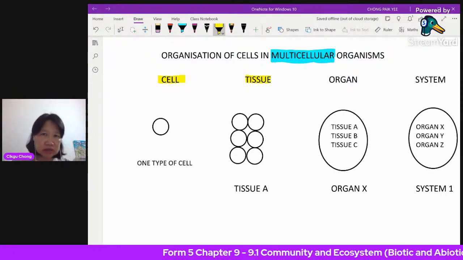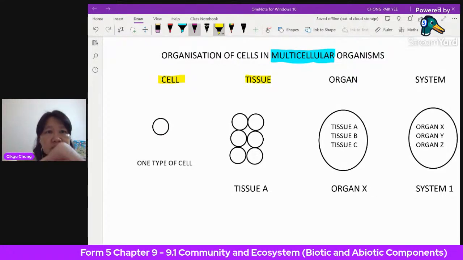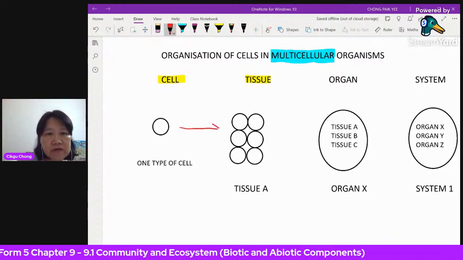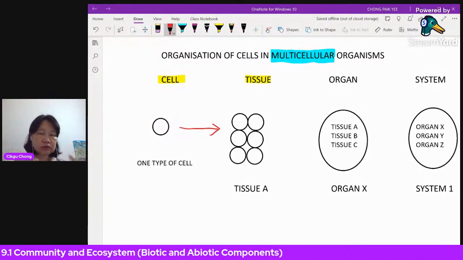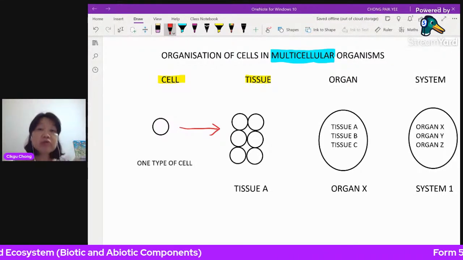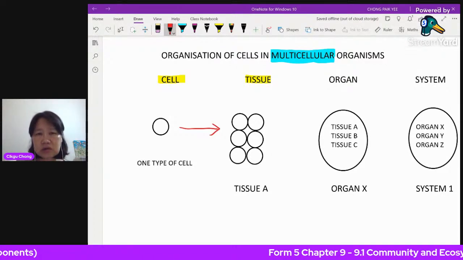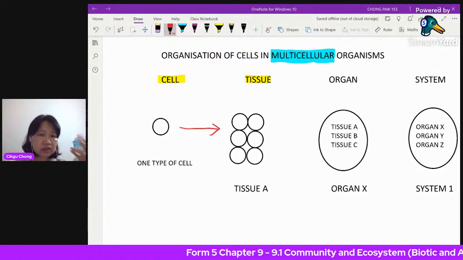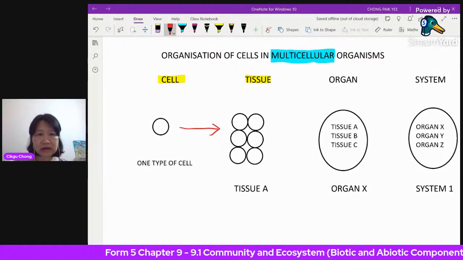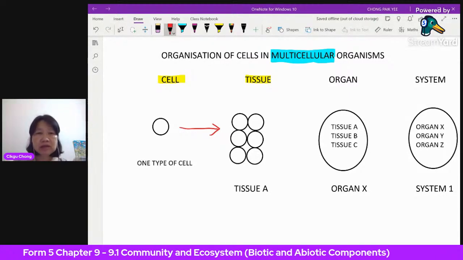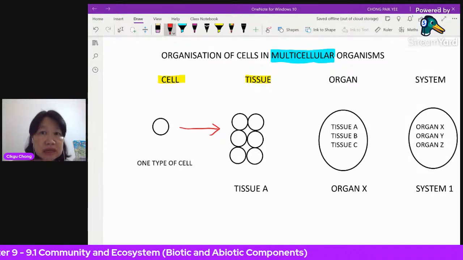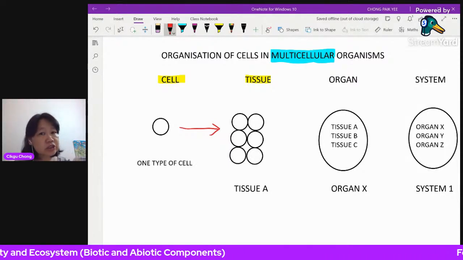So that is a larger picture now. Okay, so you're talking about one cell, grouped together, you get a tissue. So we are also revising from Form 4. Okay, then your body does not only contain one tissue. Let's say tissue A, right? All the cells of cell A will make tissue A. Then you have another type of cell, cell B. Cell B, they group together, they will form tissue B.